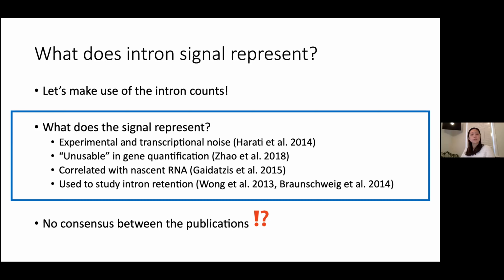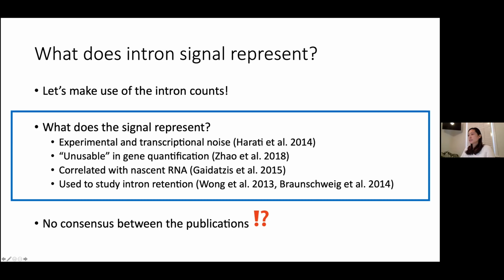If you don't know what they represent, then you shouldn't get really gung-ho about using them. So I thought, all right, I'll look into the literature and surely someone's got an answer of what these intron reads represent. I thought it could be quite straightforward.